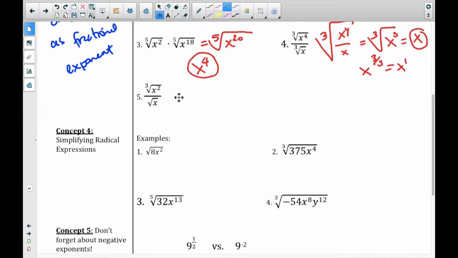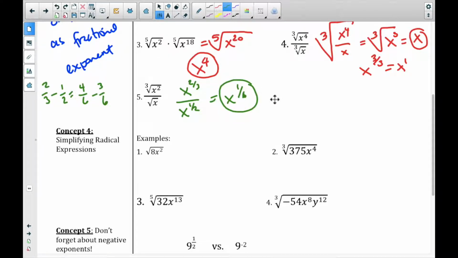Number 5 does not have the same root. So what do I have going on here? Well, I have x to the 2/3 power over x to the 1/2 power. And what are you supposed to do when you have powers on top of each other like this? You're supposed to subtract. So I need to subtract 2/3 minus 1/2. Once again, I need a common denominator. So really what I have is 4/6 minus 3/6. So that is x to the 1/6 power.